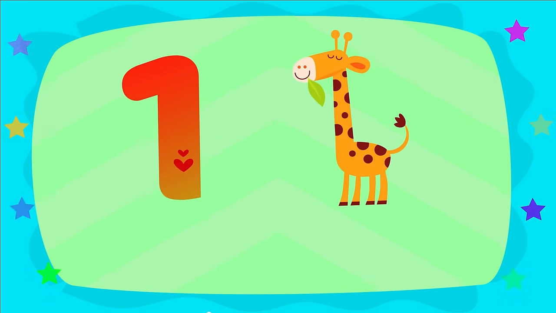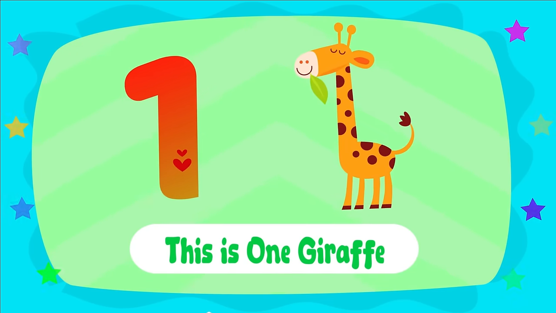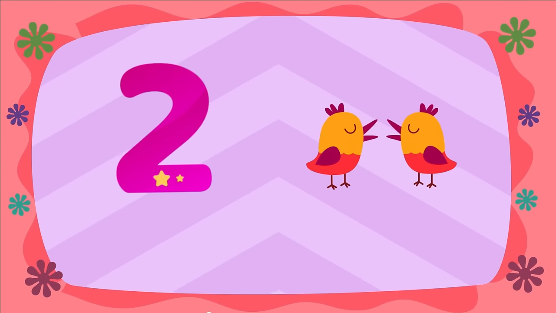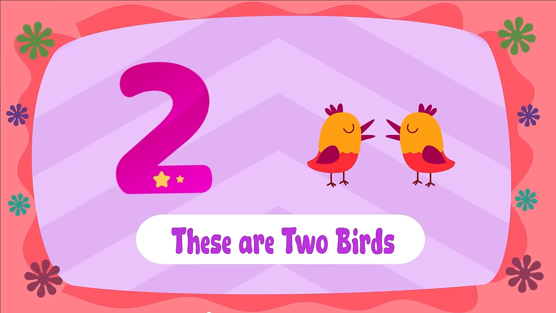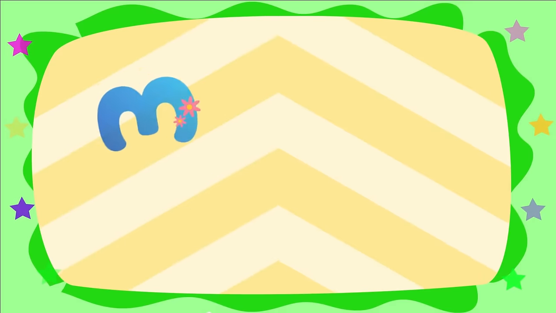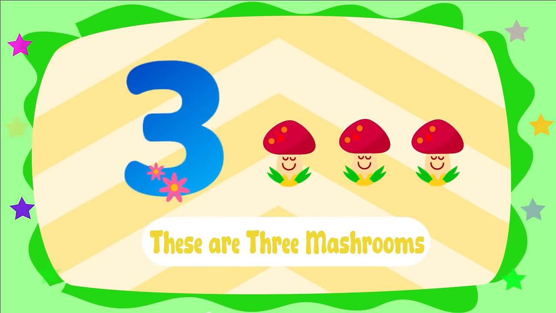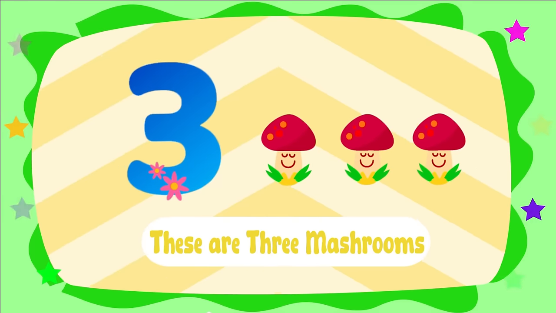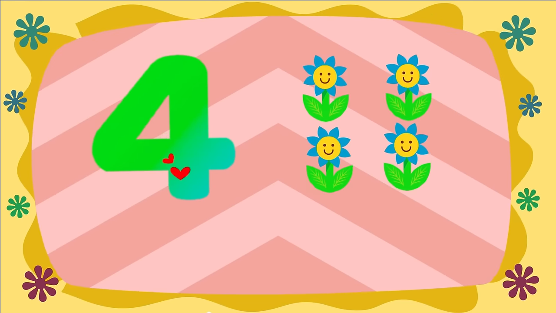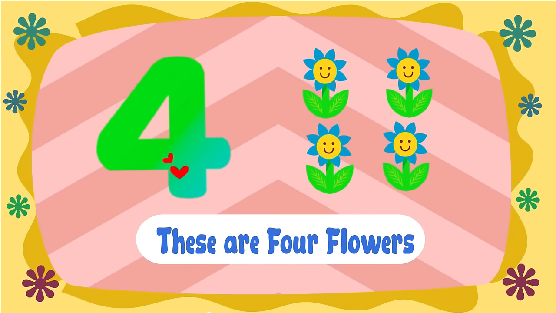1. Giraffe. This is one giraffe. 2. Birds. There are two birds. 3. Mushrooms. These are three mushrooms. 4. Flowers. These are four flowers.